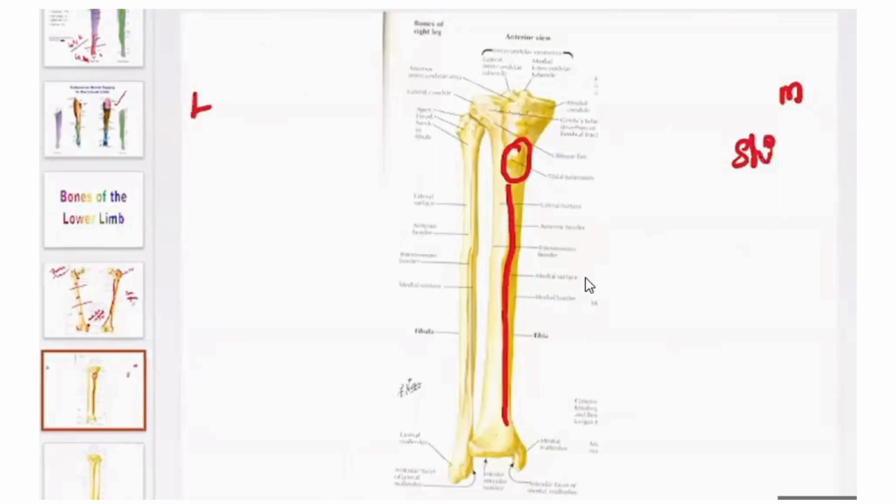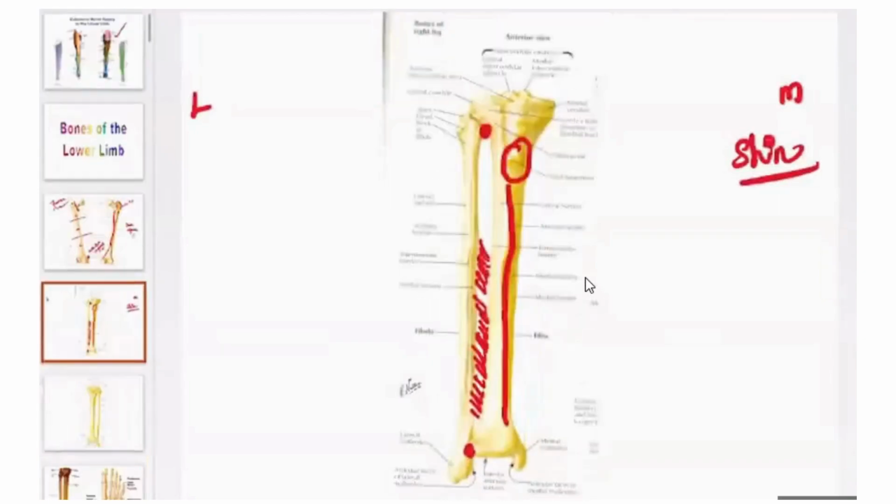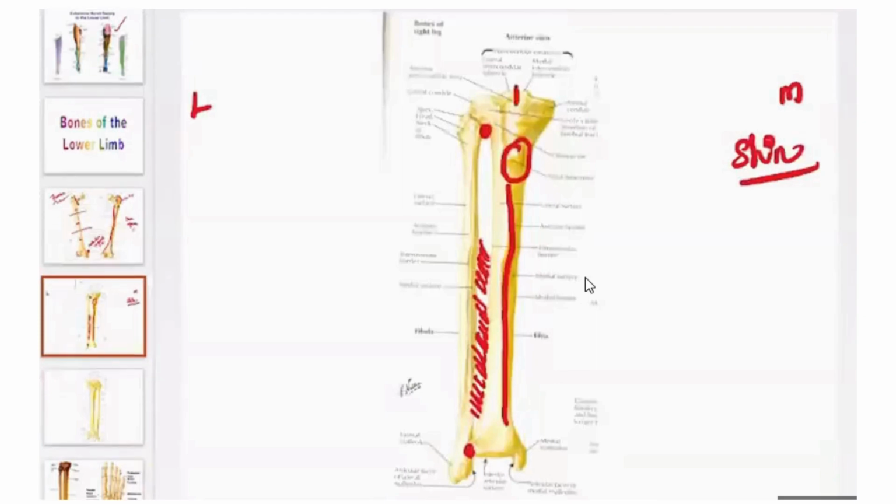The membrane forms the superior and inferior tibiofibular joints. And on the upper surface of the tibia, this is called the intercondylar area, where you have medial condyle and lateral condyle. Medially it is the medial condyle, this is the lateral condyle. Between the two condyles is called the intercondylar area.